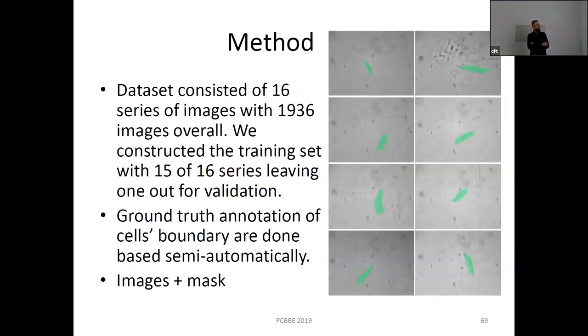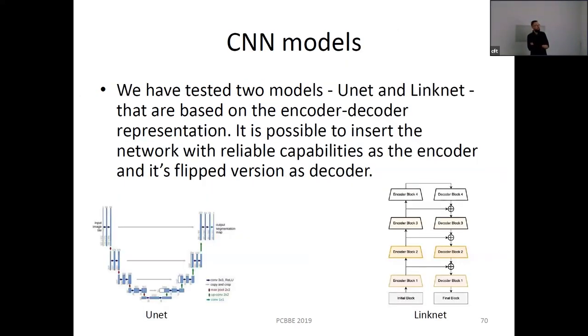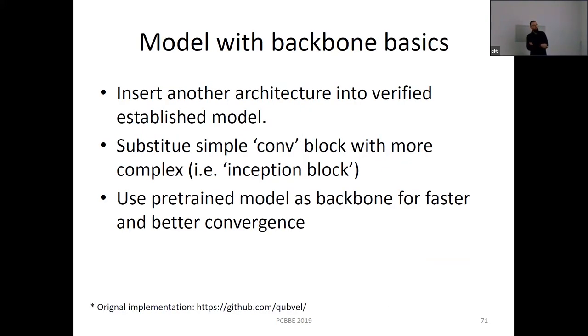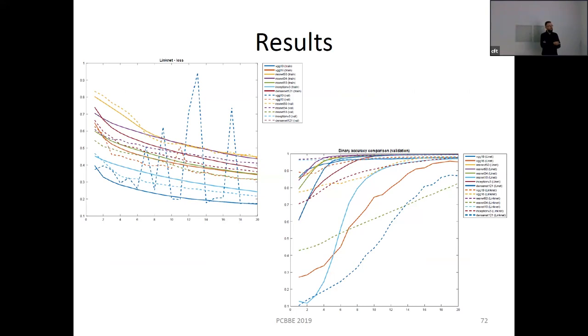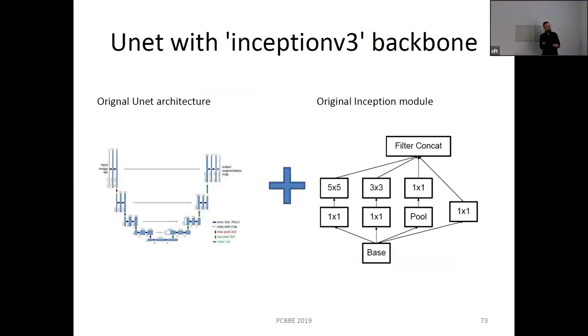So we tested a few deep learning methods and applied them to this ground truth annotation of those cells, as you can see marked in green. We applied the UNet and other models. These are encoder and decoder methods based on this representation. But we also wanted to increase the complexity of the model, and we tested a few of those. As you can see, the loss was decreasing and the accuracy was increasing. So it performed quite well.